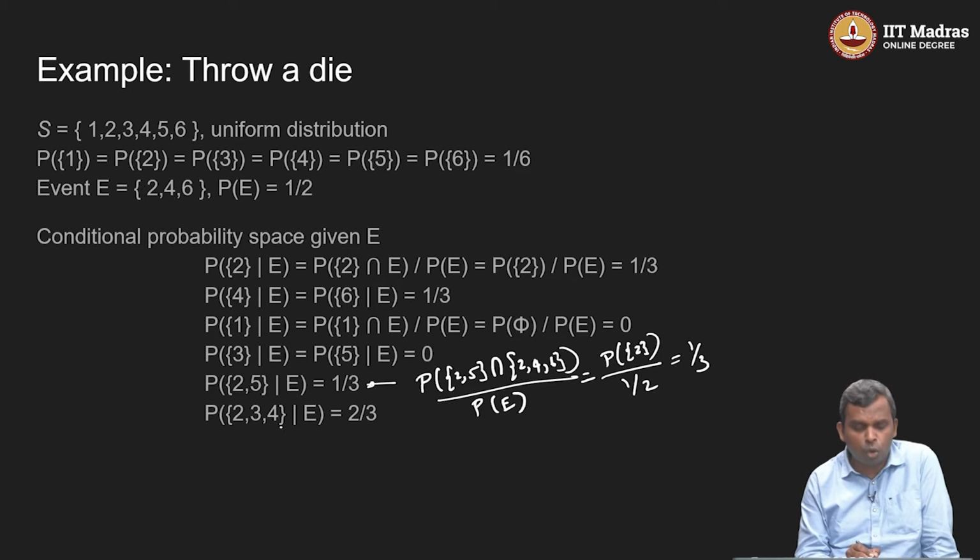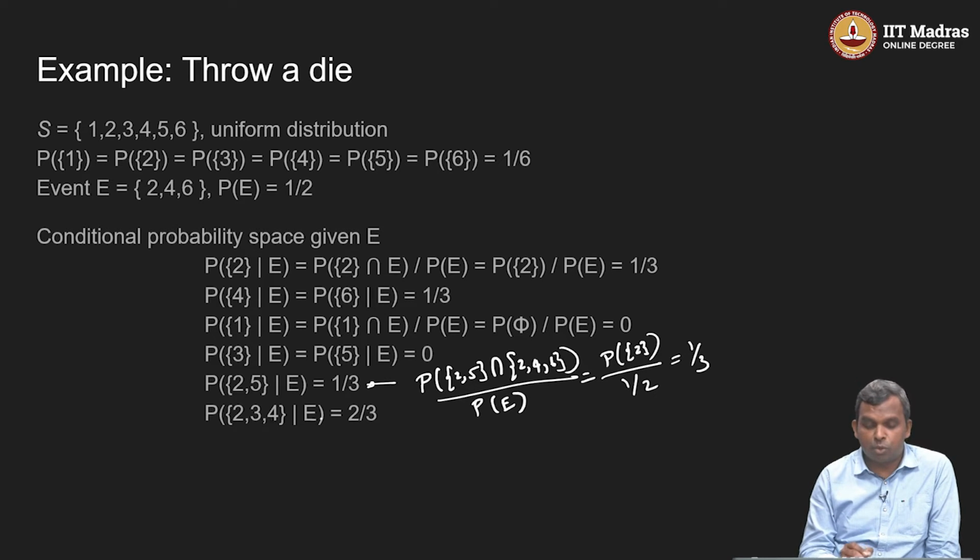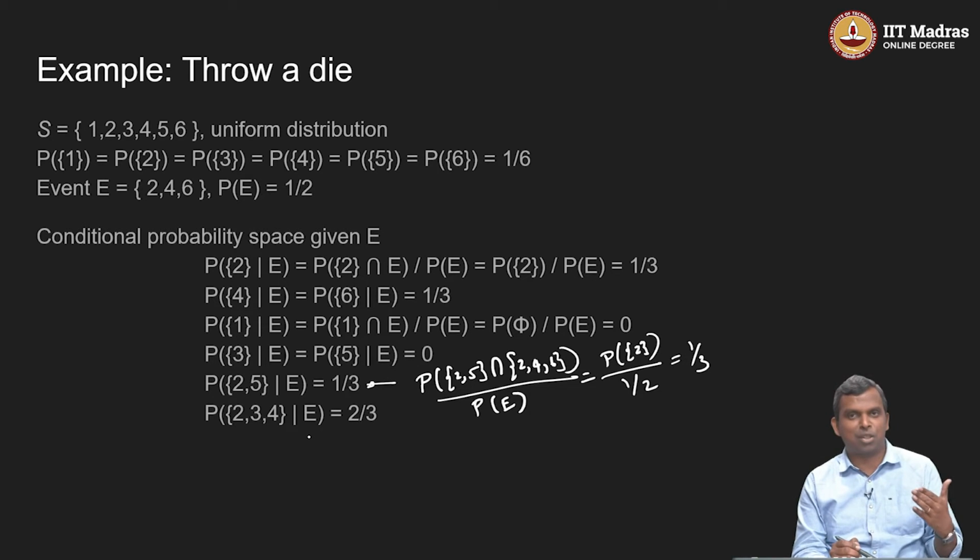So what about {2, 3, 4}? When you intersect {2, 3, 4} with {2, 4, 6}, you have {2, 4}. So that's the probability of {2, 4} in the original space, which is 2 by 6, divided by 1 by 2, so that gets 2 by 3. So that's also fine. This is how you calculate given a definition like that. Given an original space and an event E, you're conditioning on that event E. This is how you calculate the probabilities.